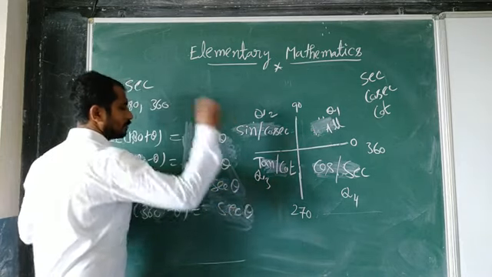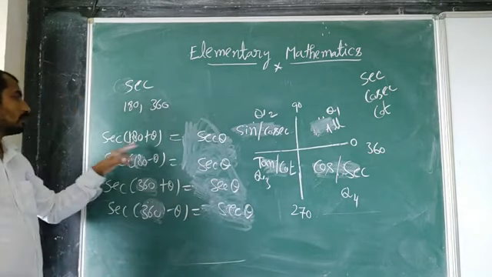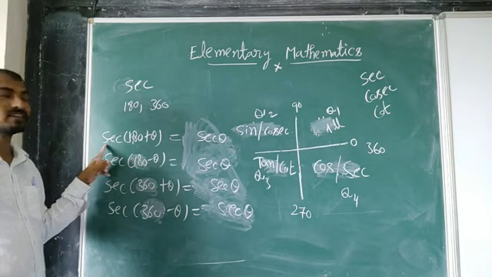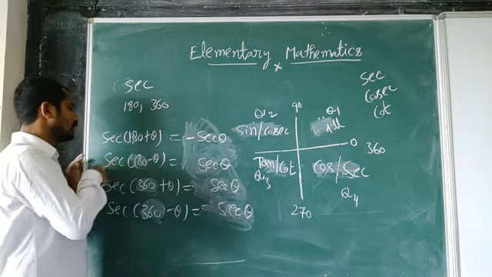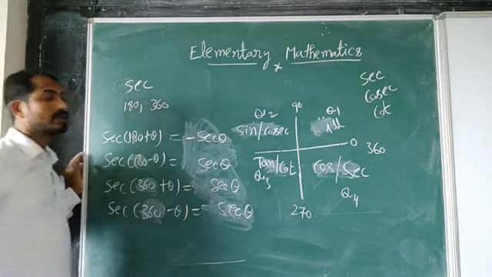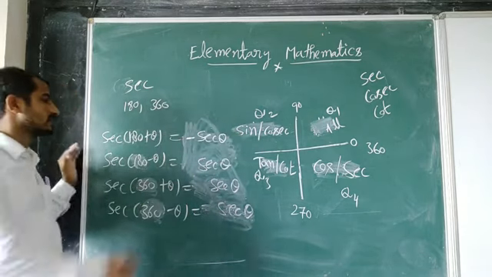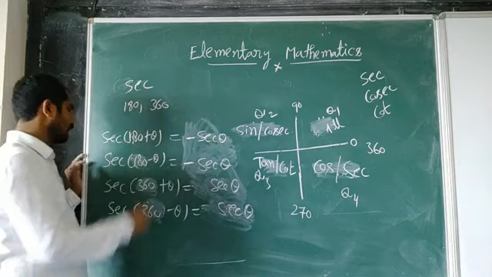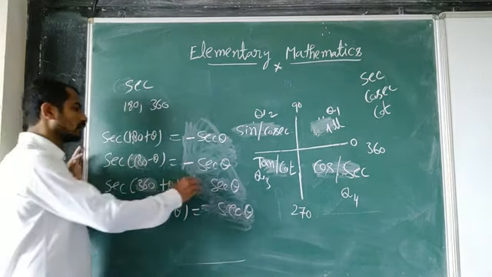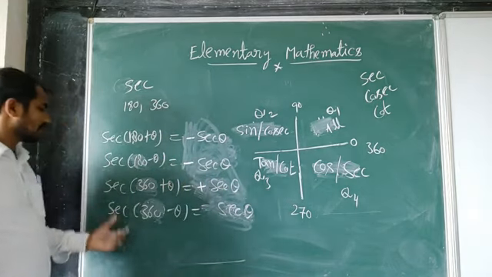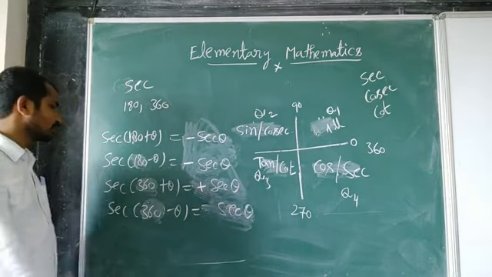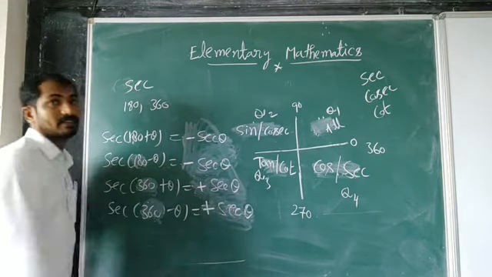Now sec 180 plus theta is in the third quadrant. In the third quadrant sec is negative, so minus sec theta. And 180 minus theta is the second quadrant. In the second quadrant sec is negative, therefore minus. Now sec 360 plus theta. 360 plus theta is the first quadrant. In the first quadrant all are positive, you can add a plus. 360 minus theta means the fourth quadrant. In the fourth quadrant sec is positive, so you can write plus sec theta.